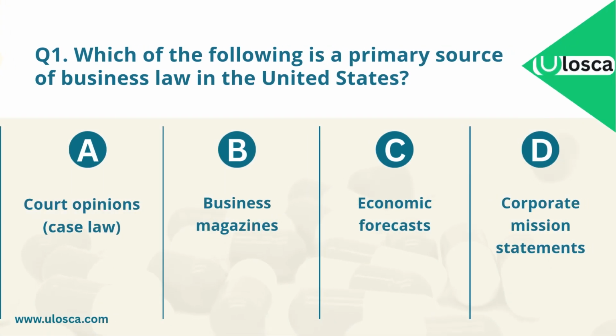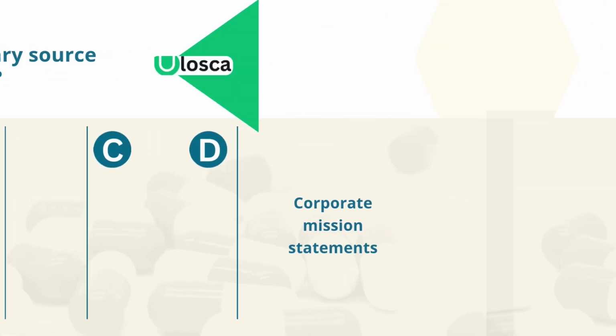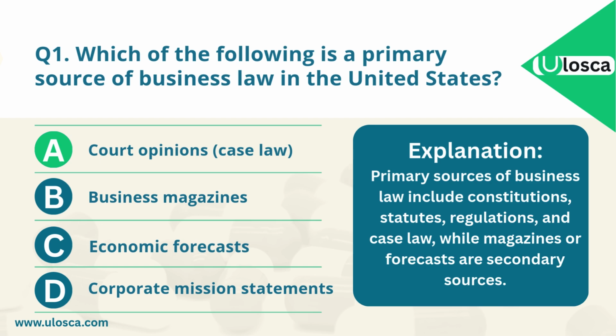Question 1. Which of the following is a primary source of business law in the United States? A. Court opinions. B. Business magazines. C. Economic forecasts. D. Corporate mission statements. Which one is the correct answer? The correct answer is A. Court opinions. Explanation. Primary sources of business law include constitutions, statutes, regulations, and case law, while magazines or forecasts are secondary sources.